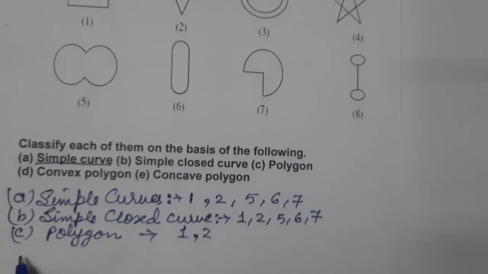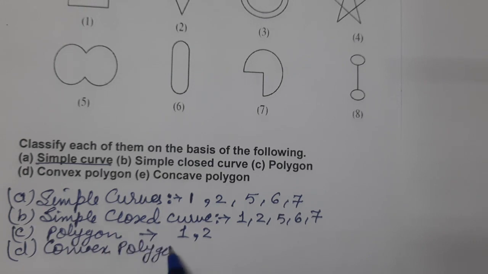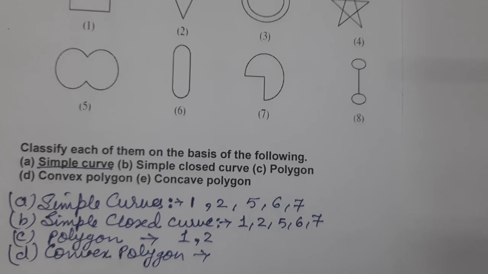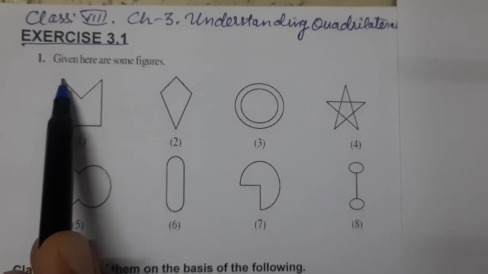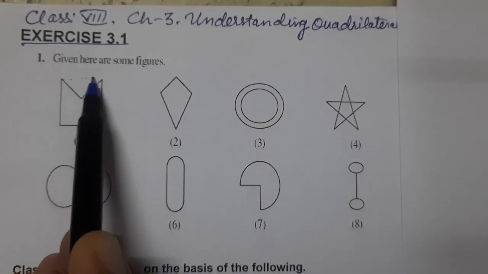Now comes to D1, convex polygon. Now children, you know what about convex and concave? Yesterday only we have studied concave and convex. What is a convex polygon? One whose all diagonals lie inside. जिसकी सारी diagonals अंदर होती हैं, that polygon is called convex polygon. So which are convex? See now. Is it convex? No, because one diagonal is outside. See, one diagonal is outside. So it is not convex.